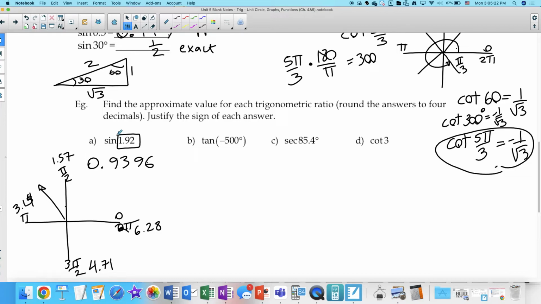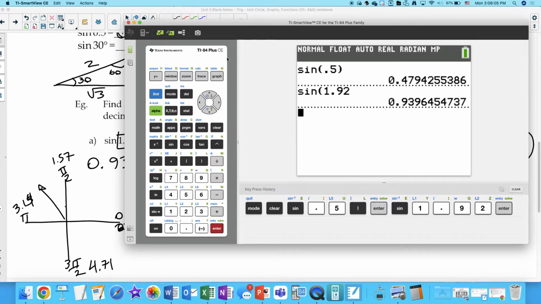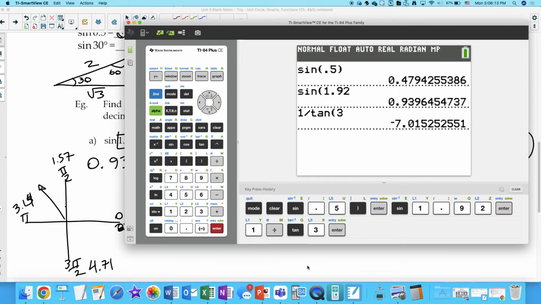I'm going to do this one next. The cotan of 3. So what quadrant is 3 radians in? Second, because this is 1.57, 3.14. So it's like here somewhere. 3 is close to 3.14. What do you think this is going to be, positive or negative? It's going to be negative. Now on our calculators, there's no cotan button. So you have to enter this in as 1 over tan 3. And that is negative 7.0153.